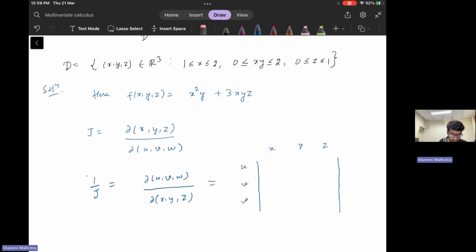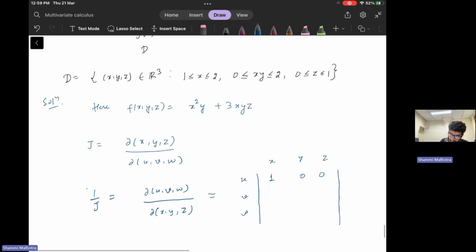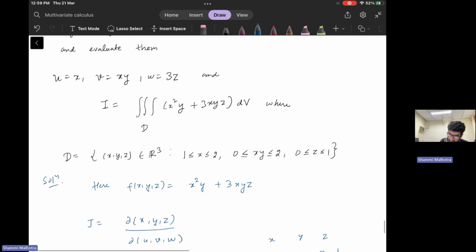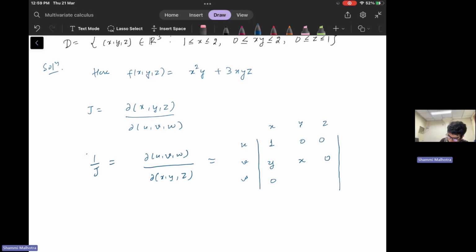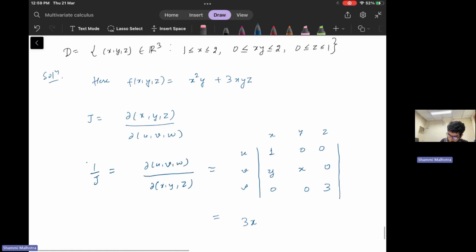u, v, and w are the rows, and the derivatives we have to take are with respect to x, y, and z. So I have to take the derivative of u with respect to x, y, and z. So u is x only. When I take the derivative with respect to x, it will be 1, and then 0, 0. And my v is xy, so this will be y, x, and 0. And finally w is 3z, so this is 0, 0, 3. So when I evaluate this, this will be just 3x. And what is 3x? 3x is 3u.